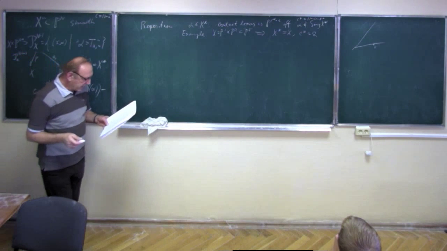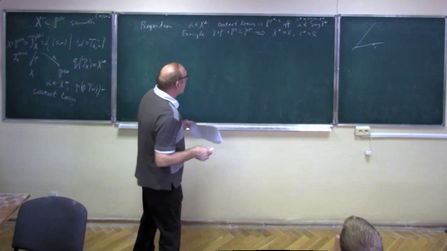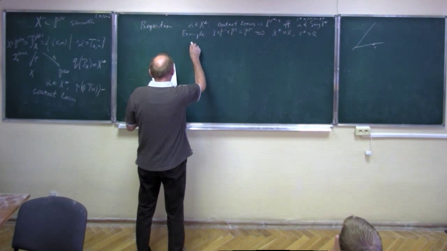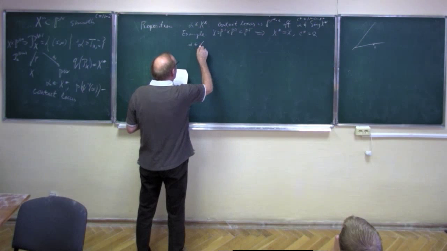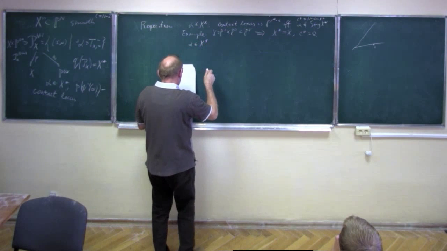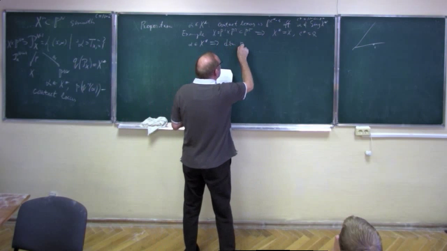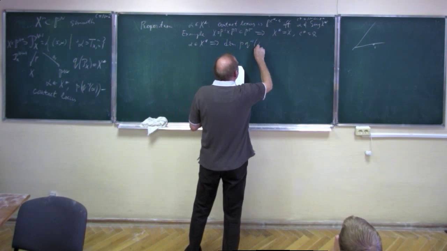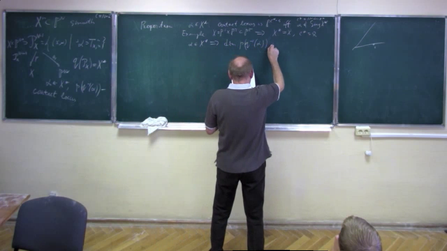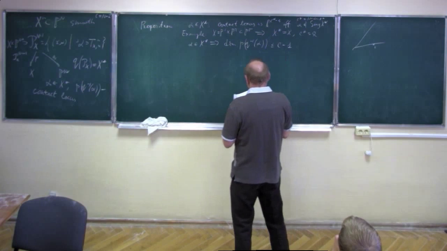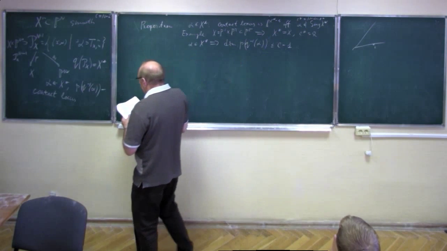So this happens. And another result is that if you take any point in the dual variety, then the dimension of the contact locus does not exceed C minus 1. This is called the theorem of tangencies.